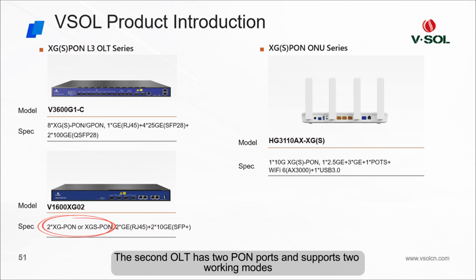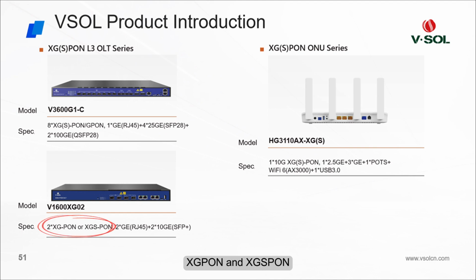The second OLT has 2 PON ports and supports 2 working modes, XGPON and XGS-PON, but does not support coexistence. The uplink interface supports optical and electrical ports, as well as gigabit and 10 gigabit SFP modules.